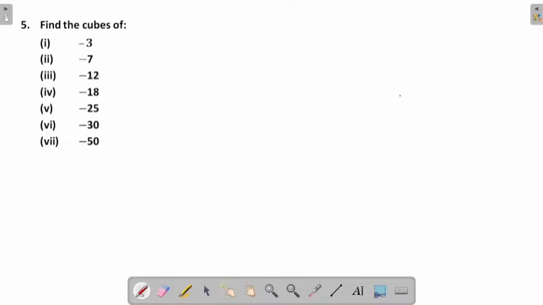number 3. The question says we have to find the cube of minus 12. So minus 12 cube, we have to find this. Now can I write this as minus 12 into minus 12 into minus 12? Yes. So minus into minus is plus, so plus into minus is minus.